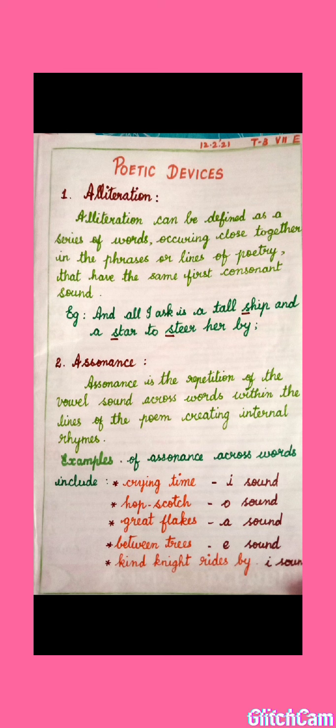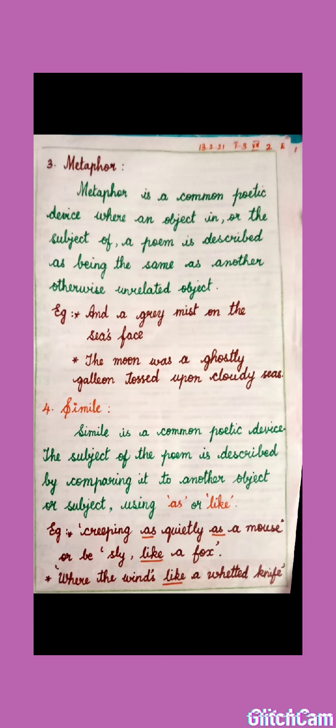Here you have to look for the vowel sounds. That's why it is called assonance. And in alliteration, you have to look for the consonant sounds. I hope you understood these two poetic devices, children. The third poetic device which we are going to learn is called metaphor. Metaphor is a common poetic device where an object or the subject of a poem is described as being the same as another otherwise unrelated object.